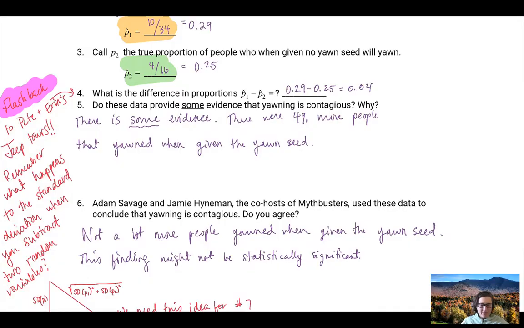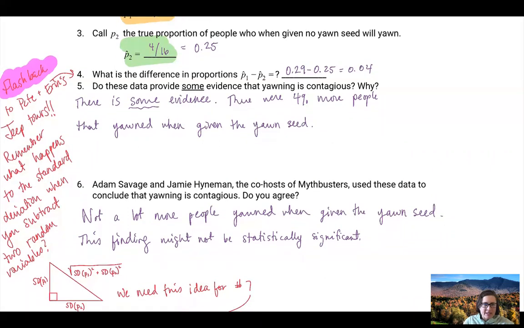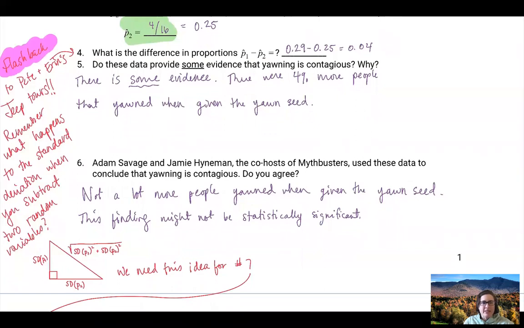Hi class, I'm going to give you a little tutorial about the standard deviation for the difference of two proportions. It's a little bit tricky and I just want to make sure you get it. At this point on your worksheet, you should have gotten to question number 4 and maybe you're thinking, difference of two proportions or difference of two random variables. I remember that from the Pete and Aaron Jeep tour thing.